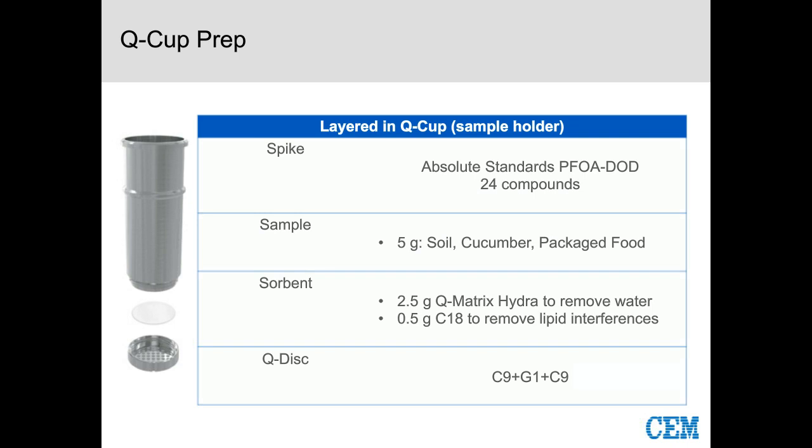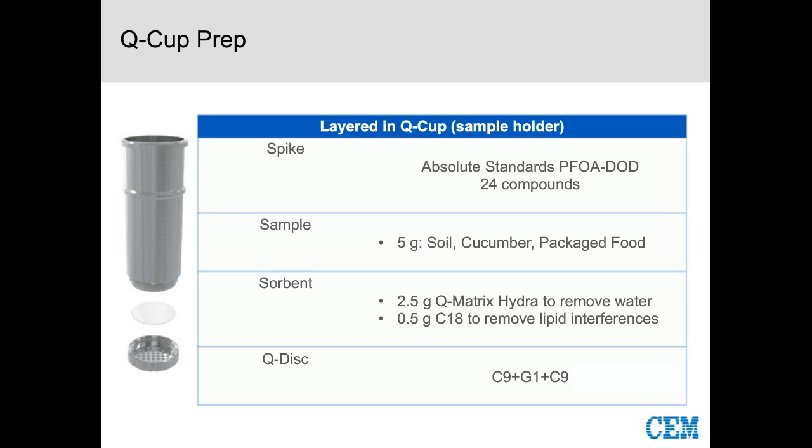Now, if anybody is familiar with glass fiber as a material, it's not very strong, and we're running under a pressurized environment. So what we've done is create a sandwich of that glass fiber filter with our C9 filters, which are our cellulose filters. That creates a really robust Q-disc combination that you can apply to any sample type. So it's the same Q-disc we're going to run for soil, cucumber, and our packaged food.